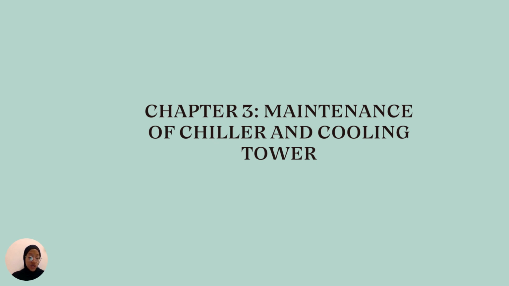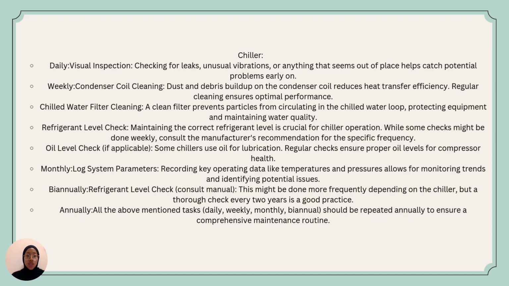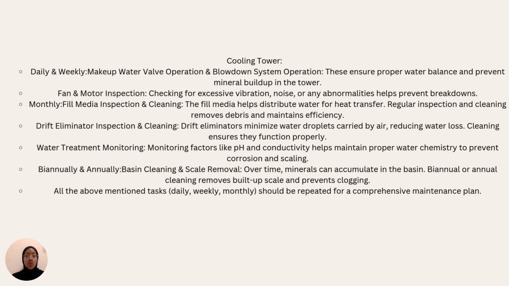For chapter 3, I will explain about maintenance of chiller and cooling tower. So this is maintenance for chiller. They have 1, 2, 3, 4, 5, 6, 7, 8. They have 8 for maintenance, which is daily, weekly, monthly, and then biannually, and lastly annually. Also, this is cooling tower. They have daily, weekly, monthly, also biannually and annually.